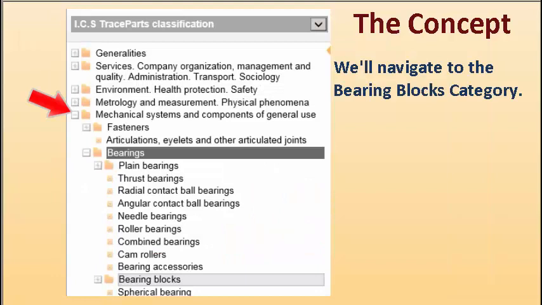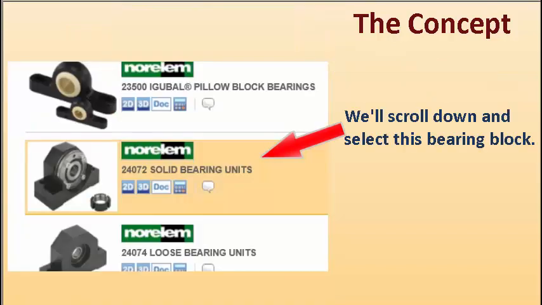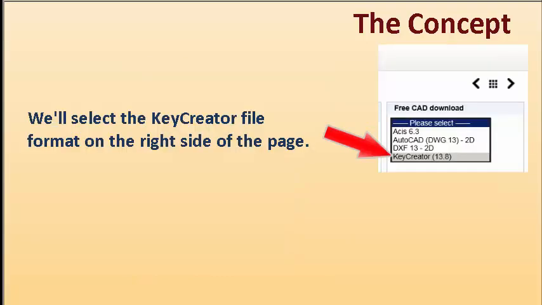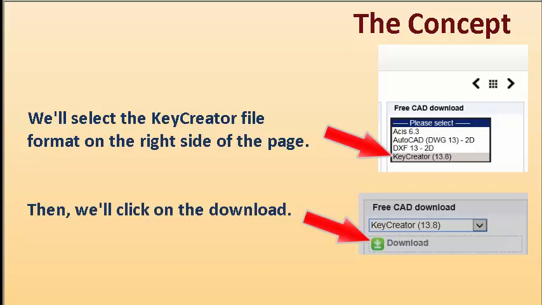We'll navigate to the bearing blocks category. We'll scroll down and select this bearing block. We'll select the KeyCreator file format on the right side of the page. Then we'll click on the download.